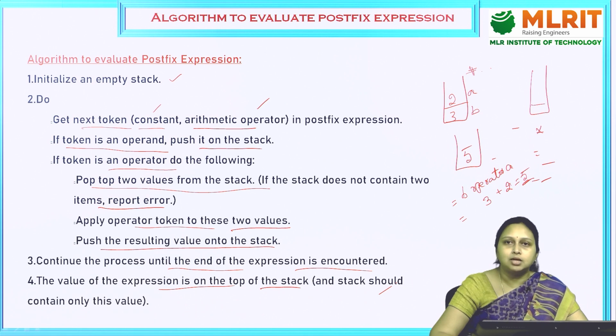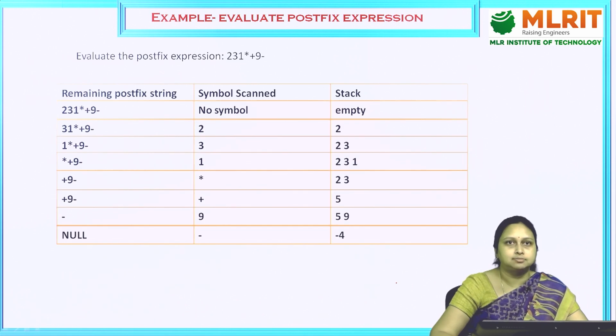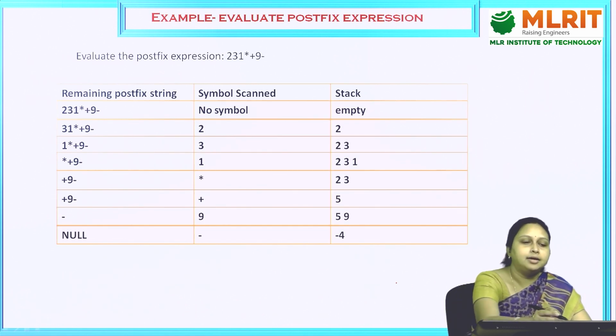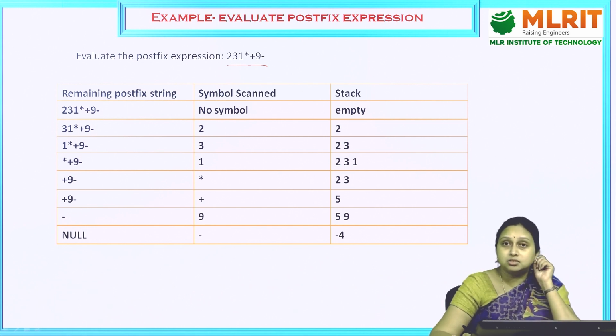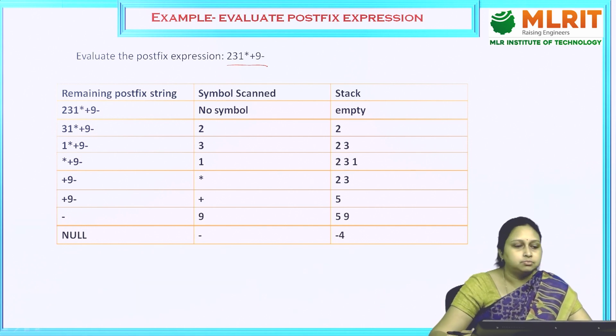Now you will see one example of how to evaluate it, right? This is one example where you can evaluate the expression 2, 3, 1, star, plus, 9, minus. Some may have a doubt how the program will know whether it is 231, or 2, 3, or 23, or whether it is taking a single value.